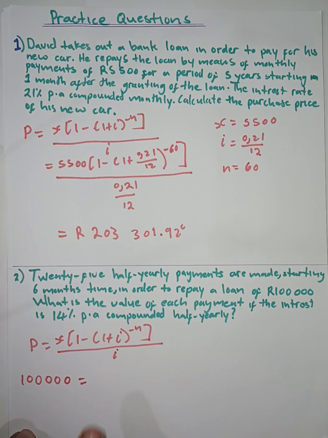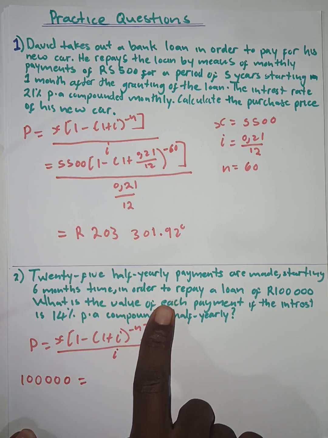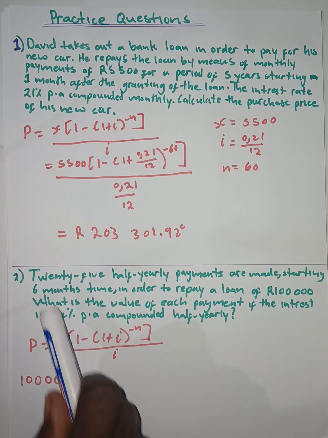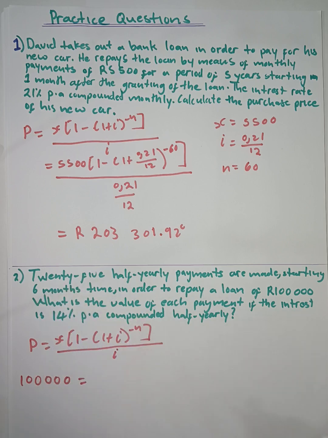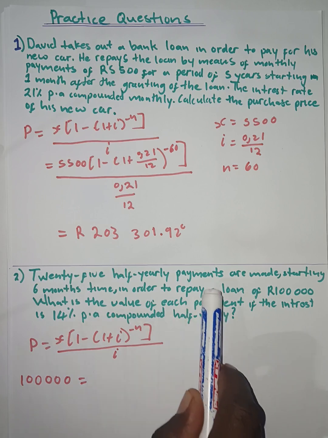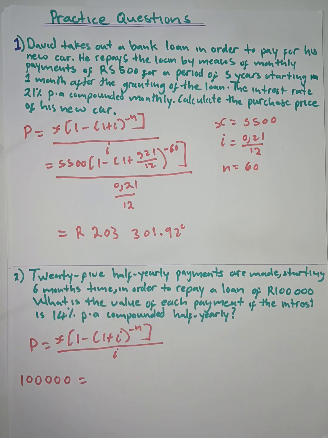Now remember, they didn't tell us the half yearly payment. One thing that you must know is that they say 25 half yearly payments are made, so they actually gave us the number of payments. That's one thing I need you to know. I actually made a mistake the first time I looked at this. I thought it was 25 years, not noting that this is 25 half yearly payments.